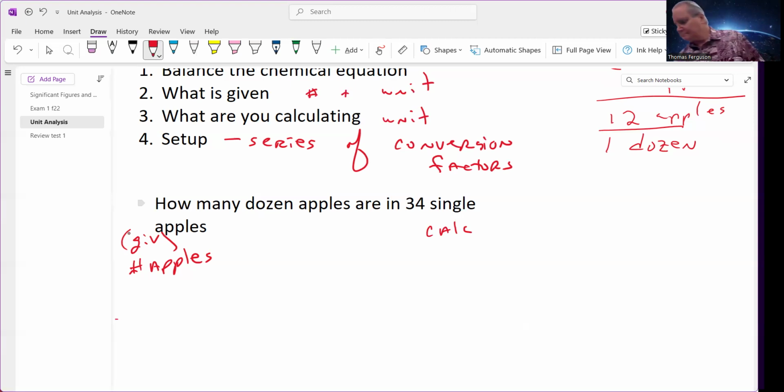Apples, right? Okay, so how do we go then? Now we're at setup time. Using conversion factors, how do we go from the given to the calculated?